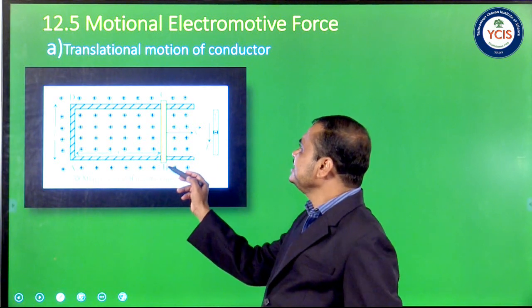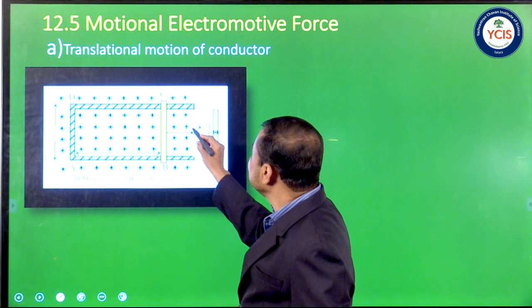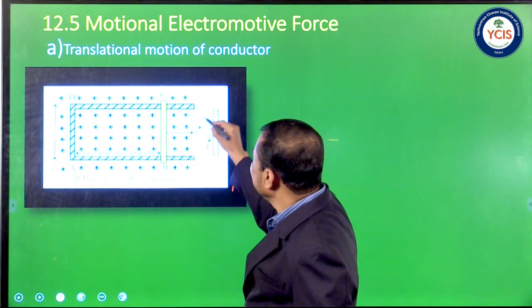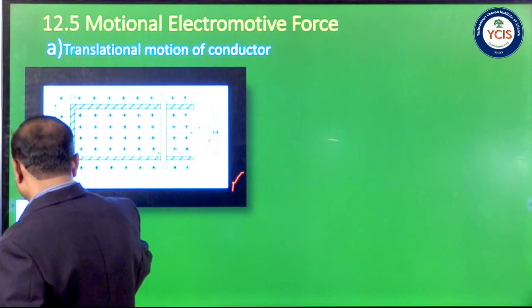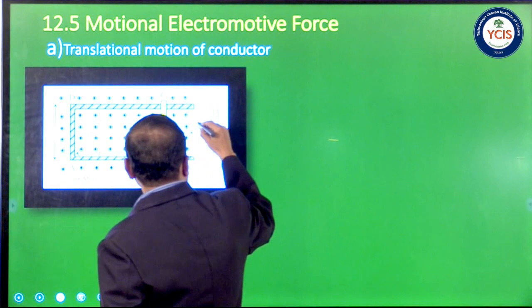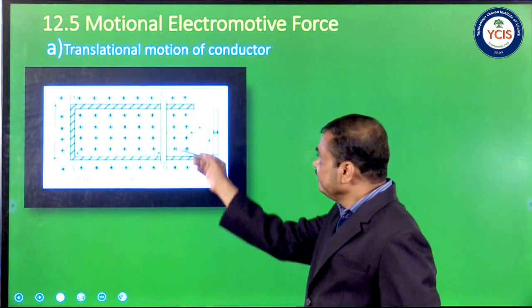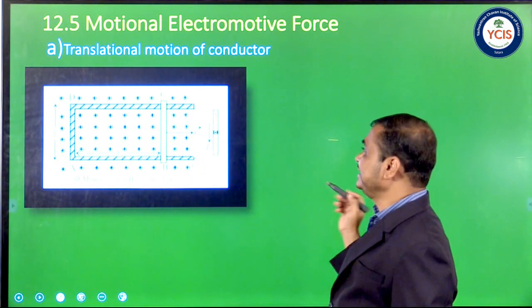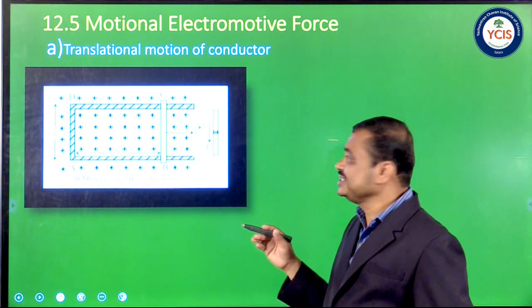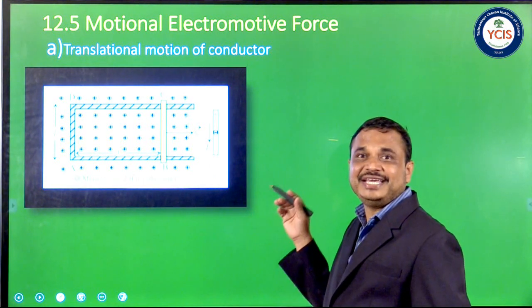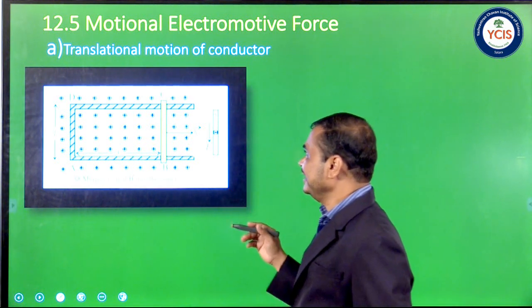But the branch BC of this conductor is continuously moving towards the right with uniform velocity v. So if the branch BC is moved towards the right, its area goes on increasing. So though the field is constant, the area goes on increasing, that is, the area changes, then EMF is induced in that conductor.